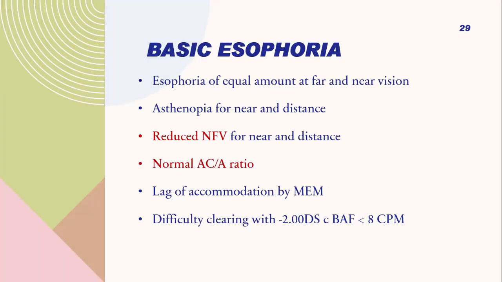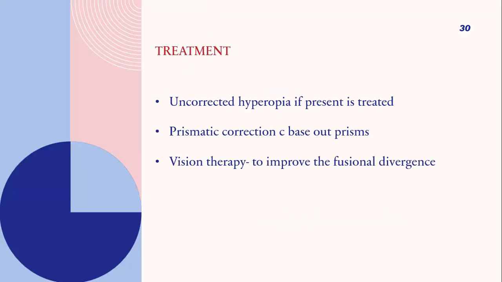And basic esophoria, here the esophoria will again be equal for distance and near, and the negative fusional vergence will be reduced with a normal AC/A ratio. And on MEM retinoscopy, you will have a lag of accommodation and the patient will have difficulty in clearing minus lenses. Here again we give orthoptic exercises, treat any uncorrected hyperopia if it is present, and we can give prismatic correction with base out prisms and also vision therapy to improve the fusional divergence.